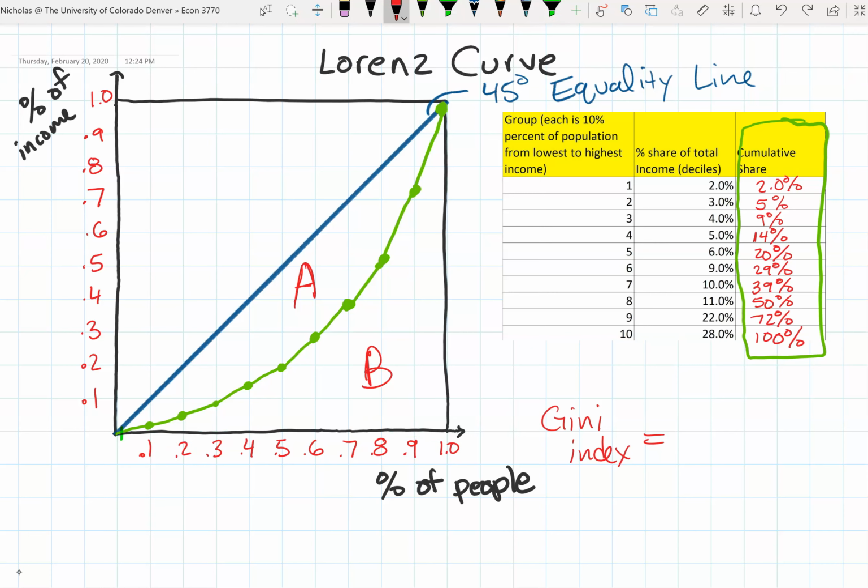So our Gini index is just comparing A to the whole area, A plus B. Okay, so the bigger it is, the more unequal, and the less it is, the more equal. And this goes between 0 and 1. Okay, so this is our Gini index. So our Lorenz curve gives us a visual of this, and then our Gini index gives us a specific number that we can use. All right, so I'll show some other calculation videos that are optional, and then we'll talk about this in more detail.